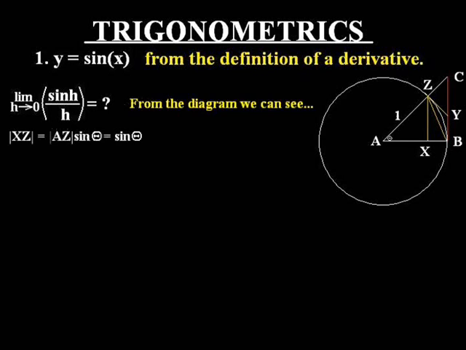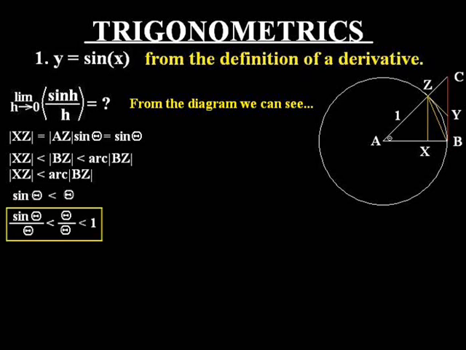Alright, so from the diagram we can see that XZ is equal to AZ sine theta, but AZ is equal to 1 since the circle's radius is 1, so XZ is equal to sine theta. From here we have XZ is less than the magnitude of BZ, which is less than the magnitude of arc BZ. Now, arc BZ is just the outer rim of the circle squeezed between B and Z. Keep in mind that the value of sine theta is less than the value of theta in general cases. Dividing both sides through by theta, we get sine theta over theta is less than theta over theta, which is equal to 1. So we have sine theta over theta is less than 1.